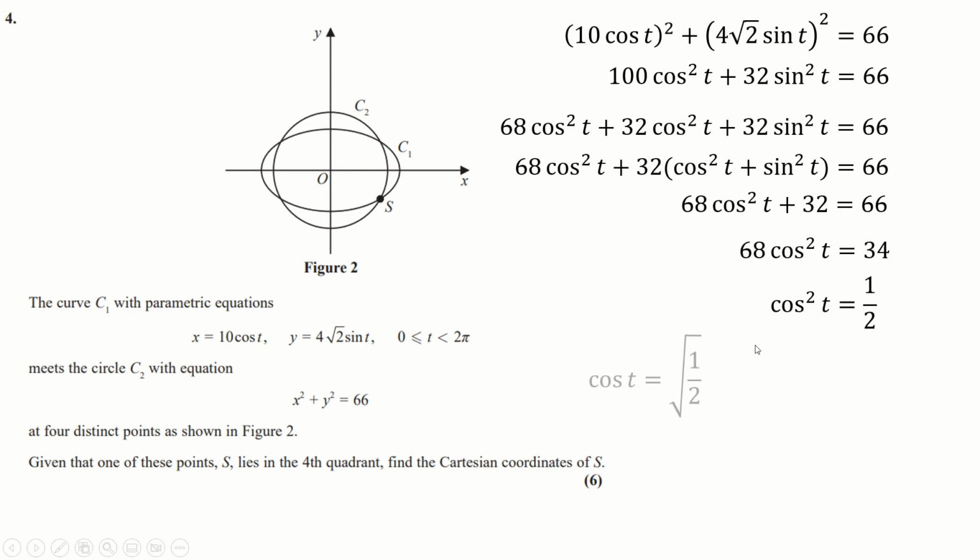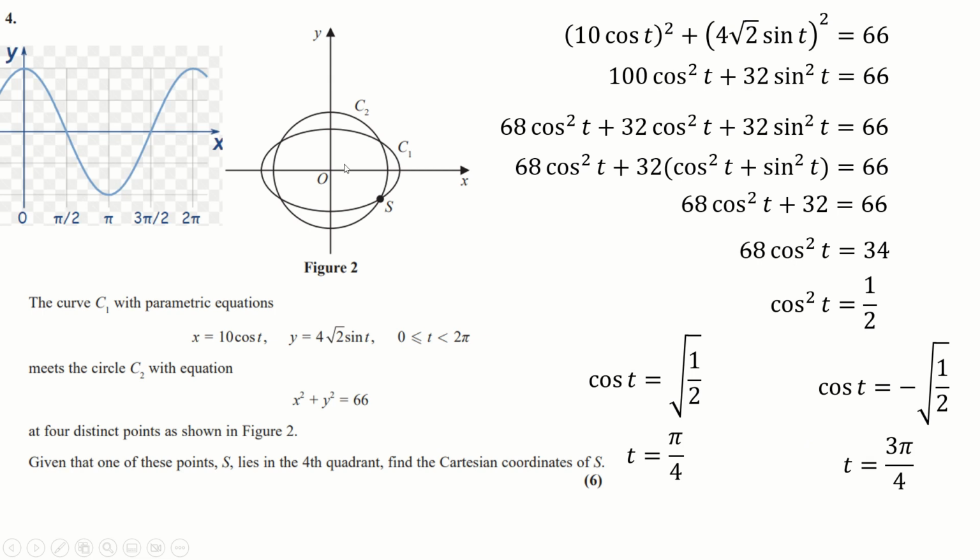Square roots to get either plus root 1 over 2 or minus root 1 over 2. You might know your exact values here. If you don't, your calculator will tell you that t is this or t is that. Now get out the cos graph, because there are 4 intersections here. So what that probably means is there are 4 t solutions to this, each one of which, when you put in here, will give you each one of the 4 solutions.